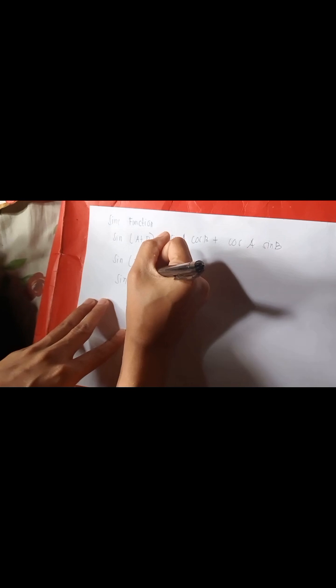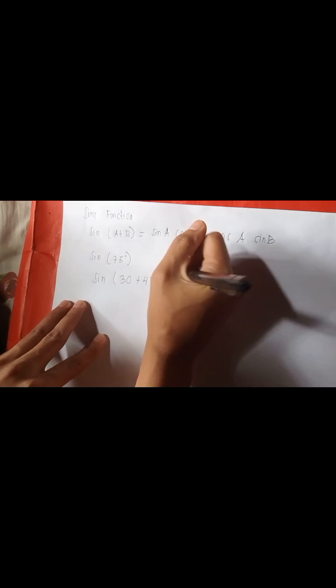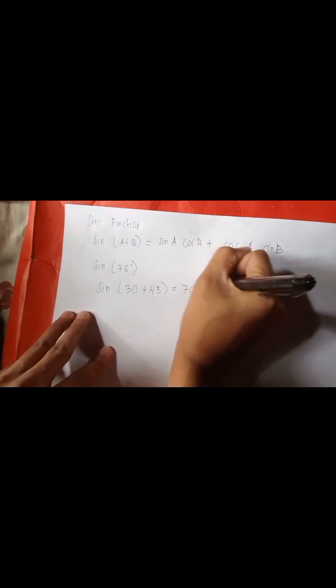Let's do the sine function. So the formula is sine A plus B equals sine A cosine B plus cosine A and sine B. So let us try sine 75 degrees. So sine, so 30 plus 45 equals 75.